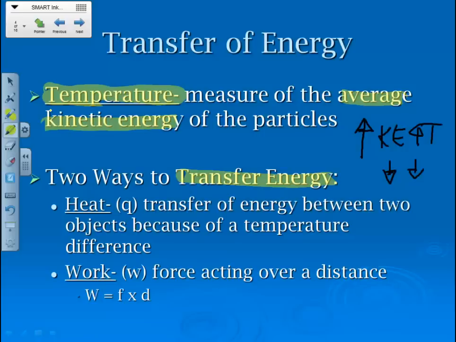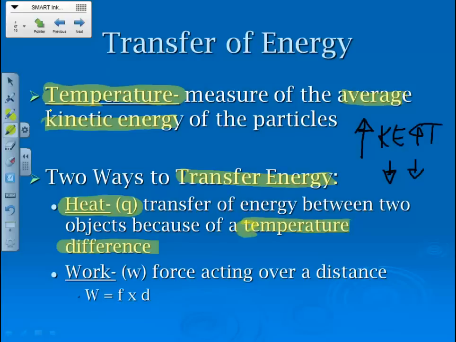Now there are two ways to transfer energy in a system, and they're very different, so we need to make sure that we define them both and keep them straight. The first is with heat. Heat is abbreviated with the letter Q, and it is the transfer of energy between two objects because of a temperature difference.